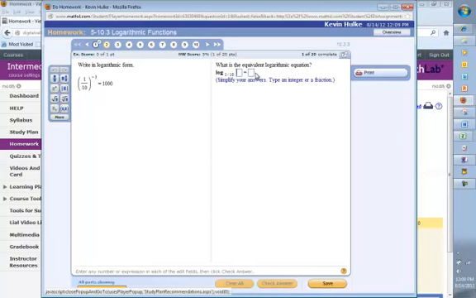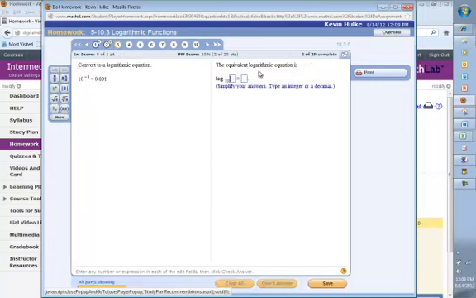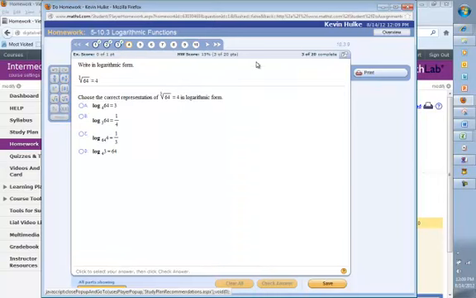Write this one. The log base 1/10 of 1000 is negative 3. Oops. Alright, the log base 10 of 0.001 is negative 3. The log base 64 of 4 is 1/3.